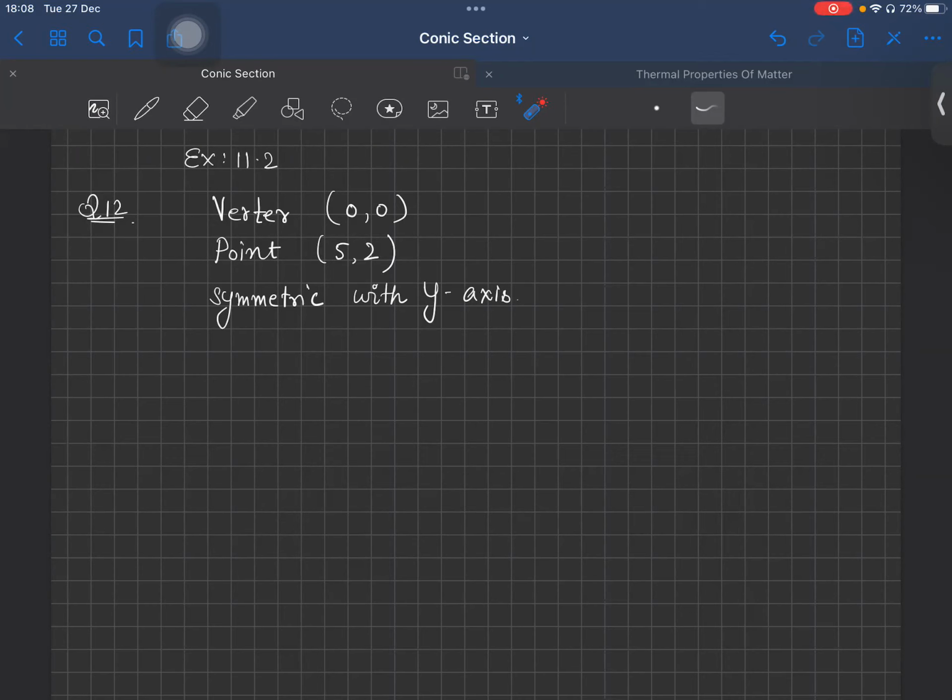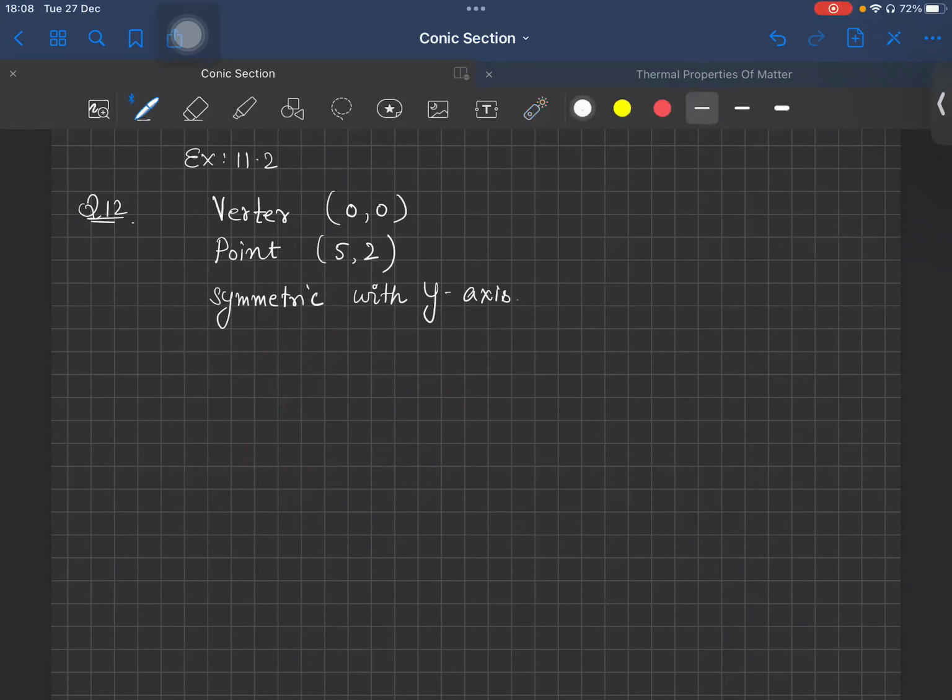Sir, x square is 25y by 2. Okay, correct. So you got it. How will you solve it?